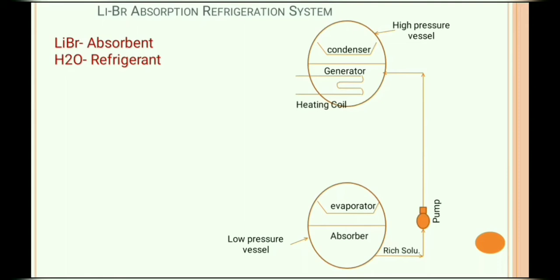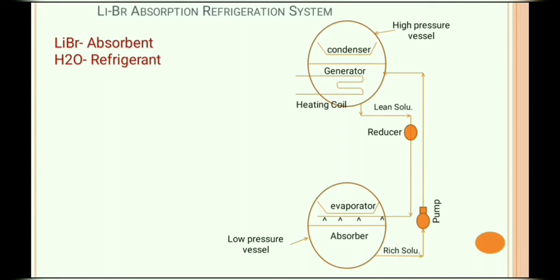Then what do we have to do? We have to separate the LiBr and H2O from the solution, and that happens with the help of the heat addition process. We have to provide heat to the generator, by which the H2O refrigerant evaporates and leaves behind the weak LiBr solution in the generator. I am repeating again.